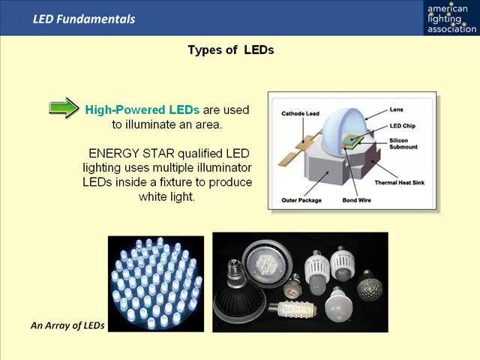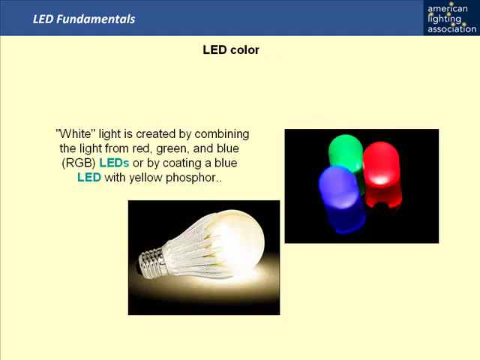Our interest, though, primarily is in the high-powered LEDs, which are the LEDs that are used to illuminate an area or that are used in lighting fixtures to actually illuminate a space. There are today Energy Star qualified LED lighting products that use multiple illuminators inside of a fixture to produce white light. This is important because LEDs historically have not always been developed in a way that created white light in a very natural way. And we'll talk more about the issues related to LED color and how that's being addressed in terms of the new developments in fixtures.